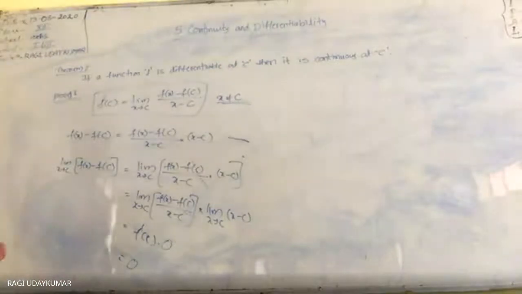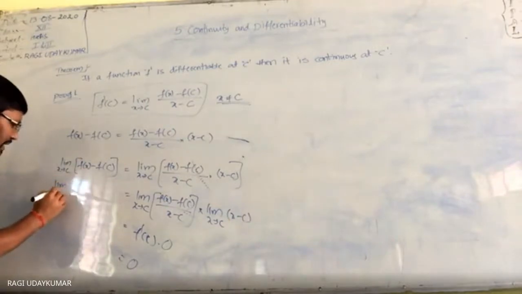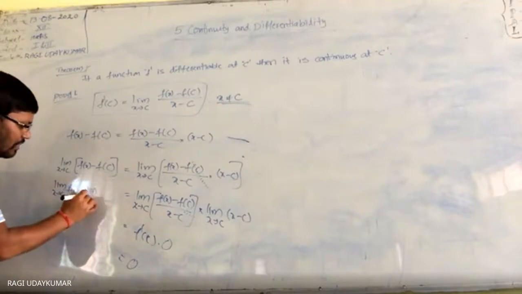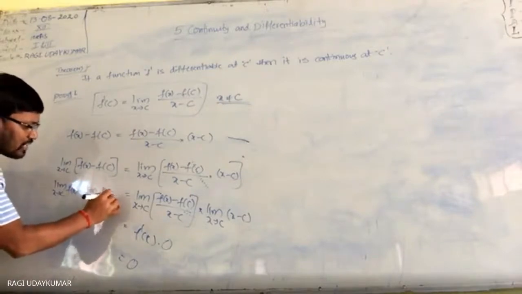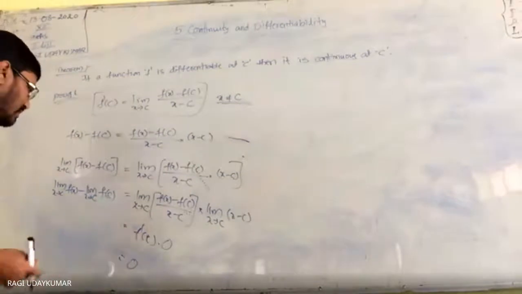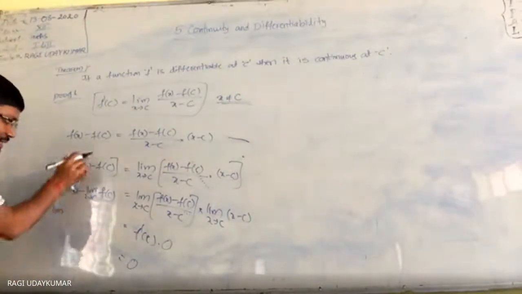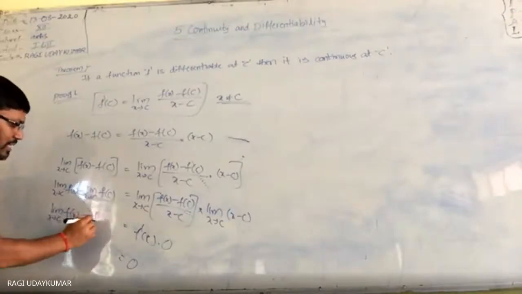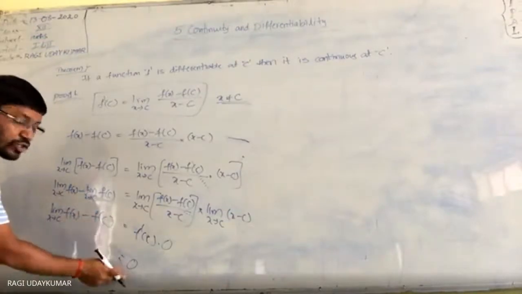So from this what do you get here? Limit x tends to c can be written as limit x tends to c of f of x minus limit x tends to c of f of c. Limit x tends to c of f of c is nothing but f of c itself. So here I am simplifying the left hand side. Limit x tends to c of f of x minus f of c will be equal to 0.